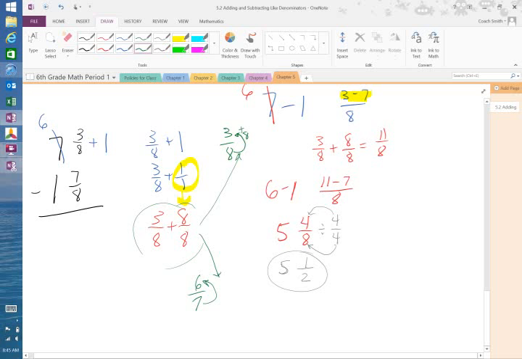Okay, so once you have that, you would have your 11 over 8, and that one's no longer there. And now we're just taking 11 minus 7, which is 4, and 6 minus 1, which is 5. And that would be 5 4/8, and then obviously we reduce it to 5 1/2. Okay, let's look at another borrowing.